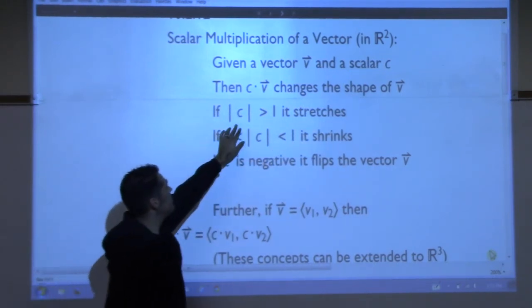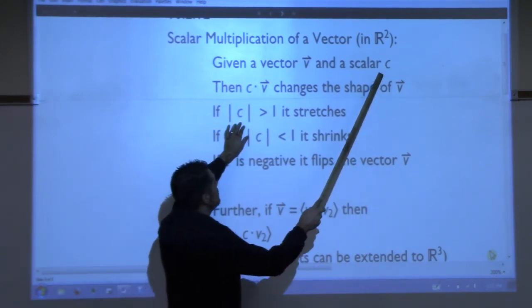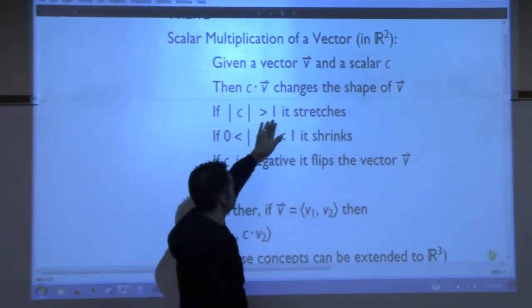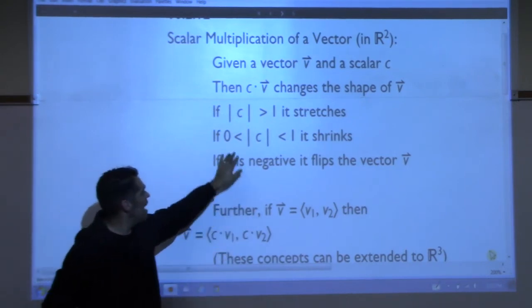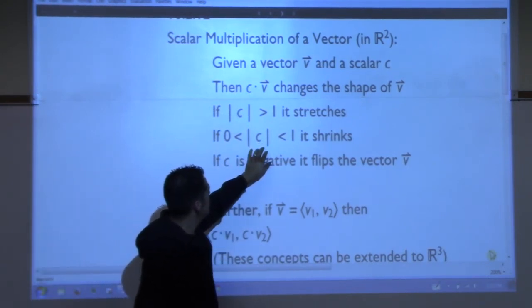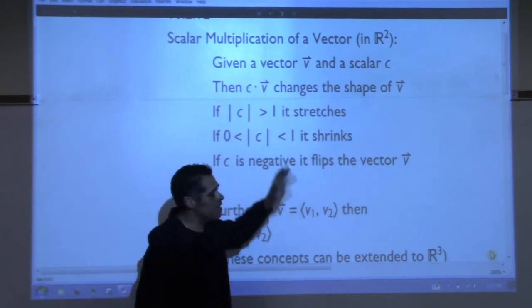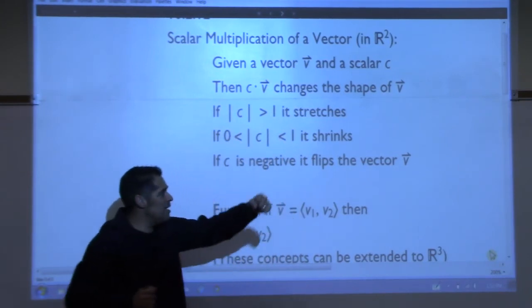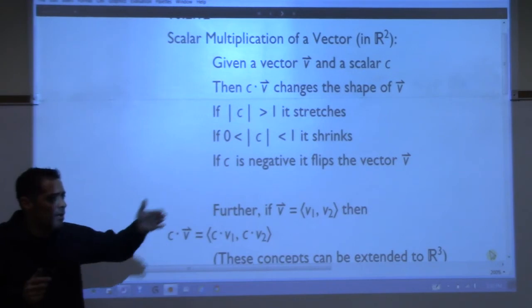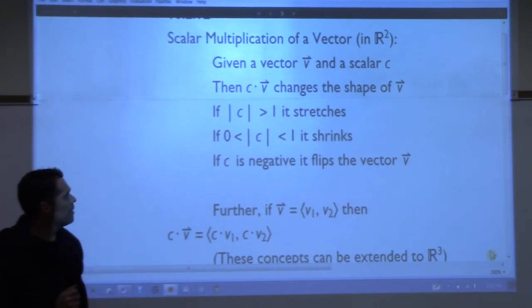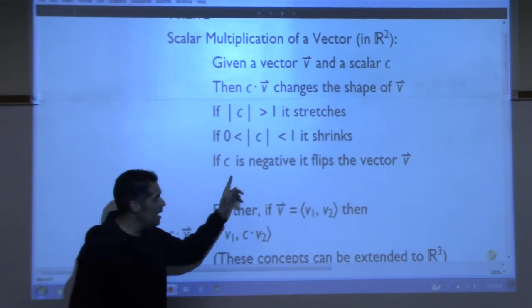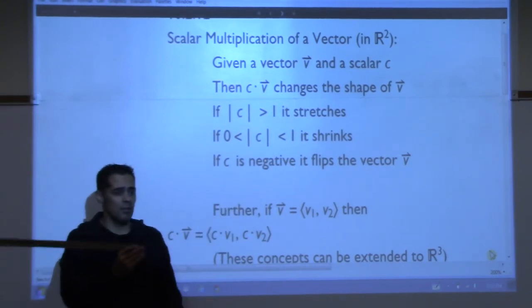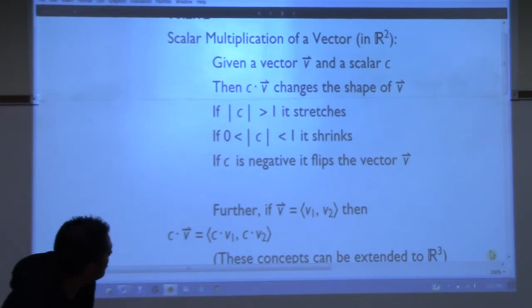If the absolute value of the scalar, the number that I multiply by, is bigger than 1, it's going to stretch the vector out and make it longer. If the absolute value of the number c is between 0 and 1, it's going to shrink it. So it's like extending it or dilating it down. If the c that you have is negative, it's going to completely flip the vector over and point it in the opposite direction.